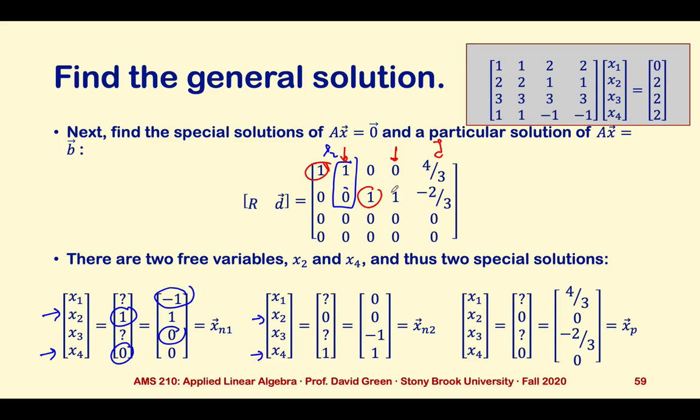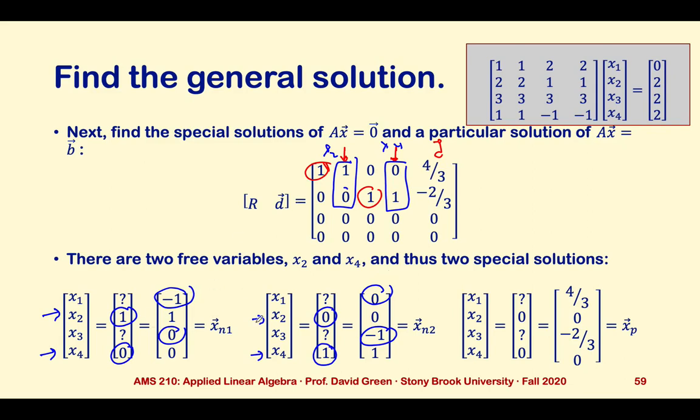Second special solution, we again look at our free variables. We set now x2 to be 0 and x4 to be 1. That means we're looking in the x4 column. This is where we're going to pull out our values for the pivot variables. The value for x1 is 0, and so we put in a 0. The value in the x3 pivot row is a 1, so that becomes a negative 1. And this gives us our second special solution. 2 free variables, 2 special solutions.